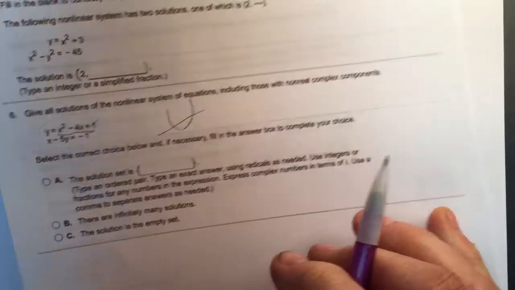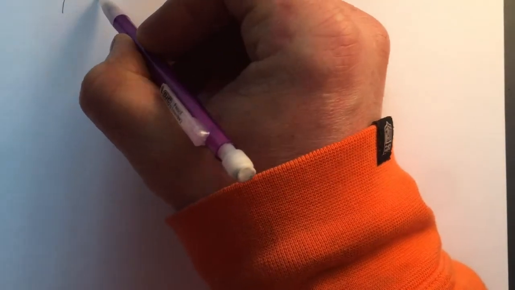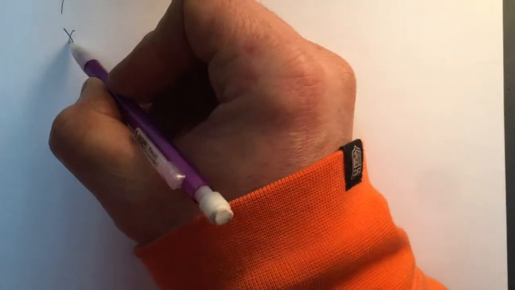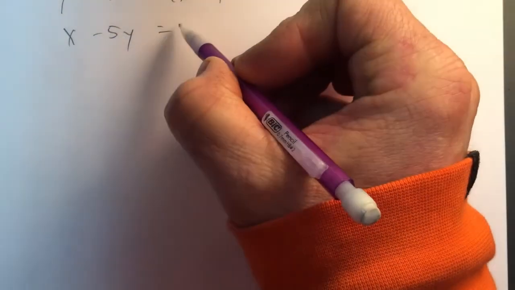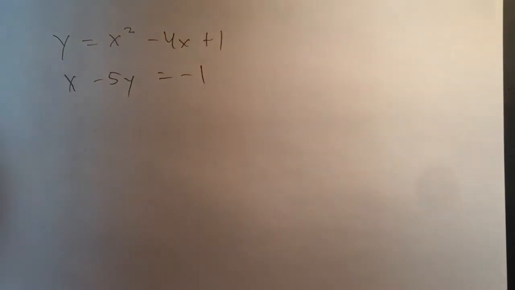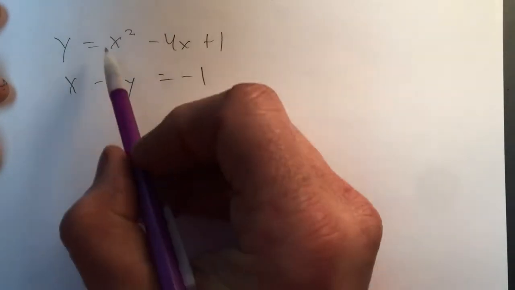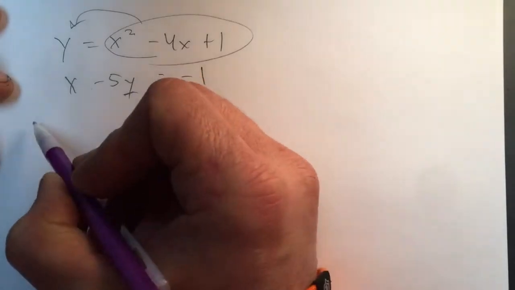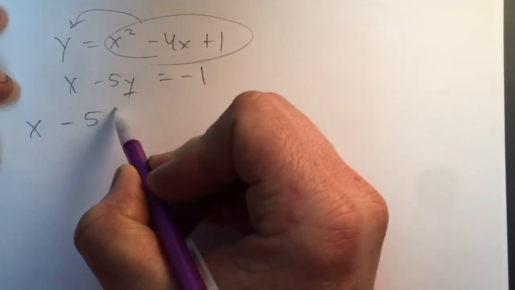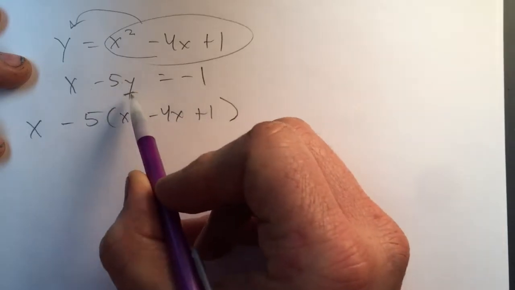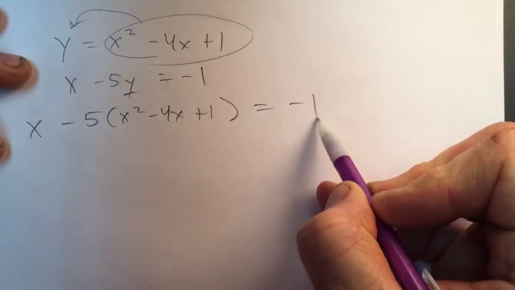All right, so let me just write this down here. y equals x squared minus 4x plus 1. I've got x minus 5y equals negative 1. Okay? So there's the equation. So I'm going to take this right here and I'm going to put it in place of y down there. So I'm going to have x minus 5 times x squared minus 4x plus 1. There's what y is. And this should equal negative 1.